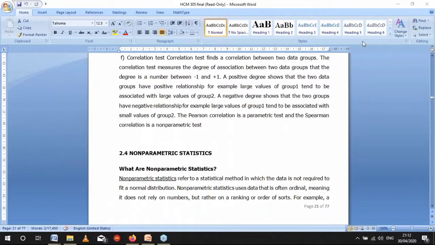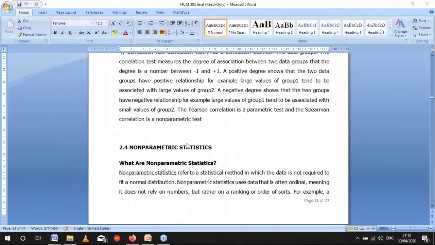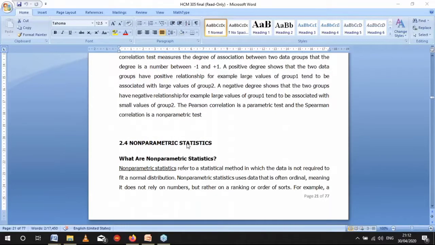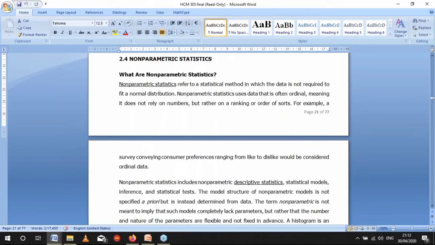Non-parametric statistics refer to a statistical method in which the data is not required to fit a normal distribution. I only want you to understand the definition, okay?